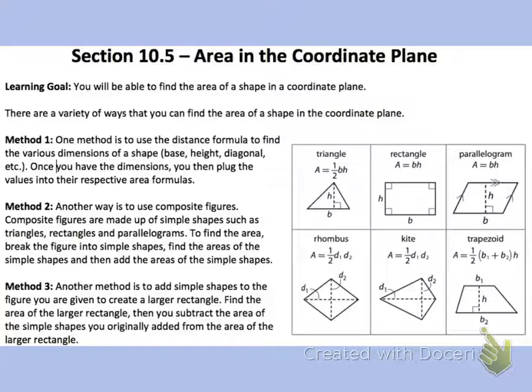So there are a variety of ways to find the area of a shape in the coordinate plane. And we're going to take a look at three methods. Method number one. One method is to use the distance formula to find the various dimensions of a shape, the base, the height, diagonals, etc. And once you have the dimensions, you can then plug the values into the respective area formulas, which our area formulas are right here.